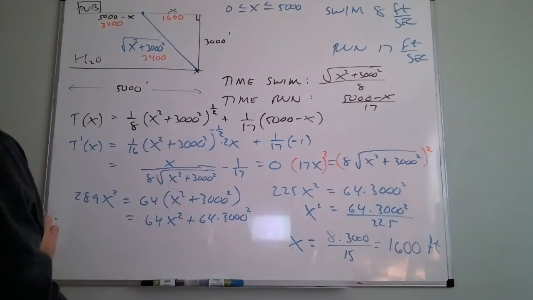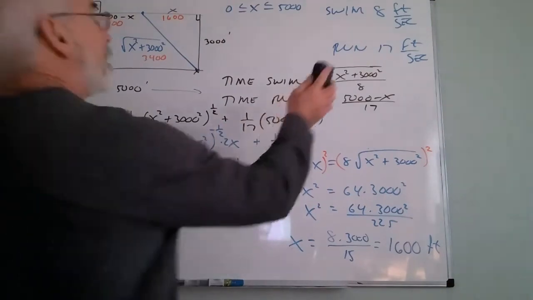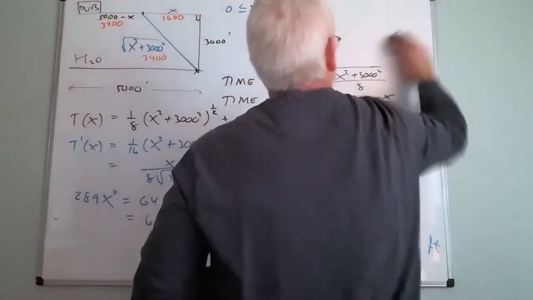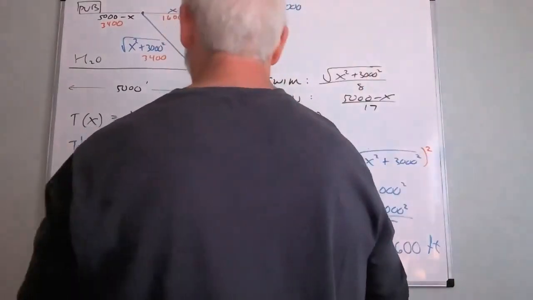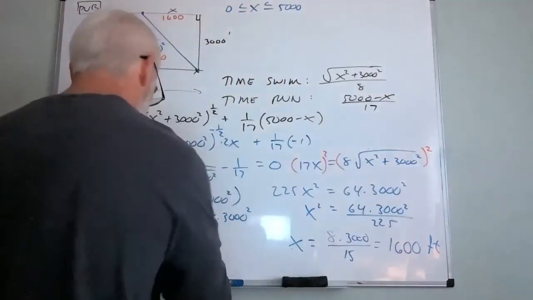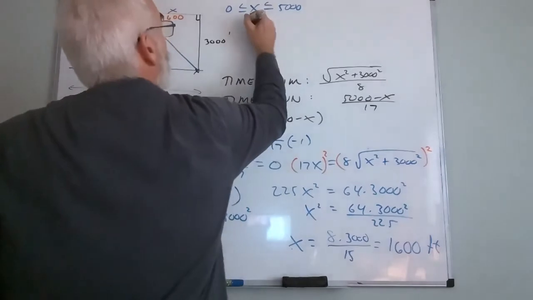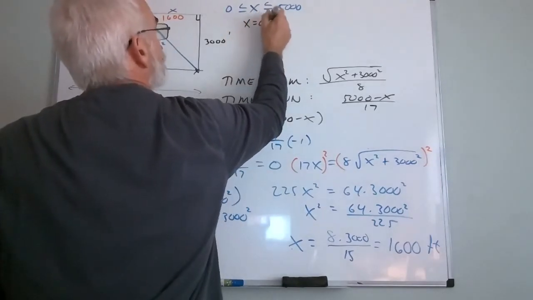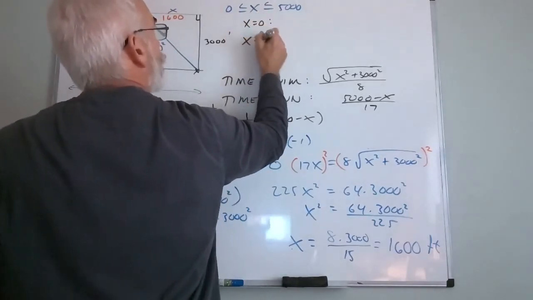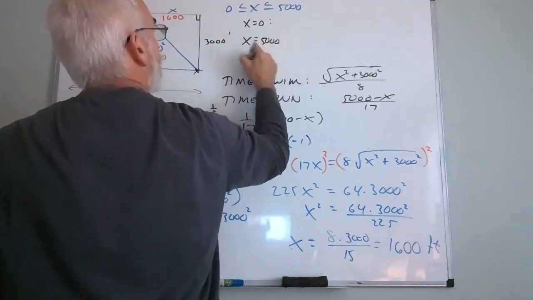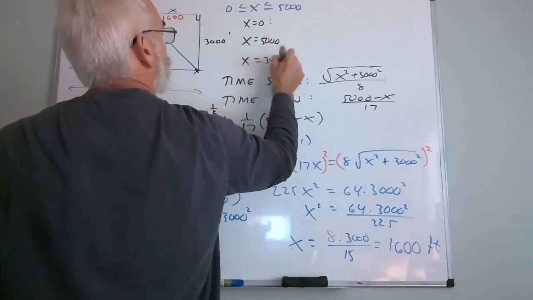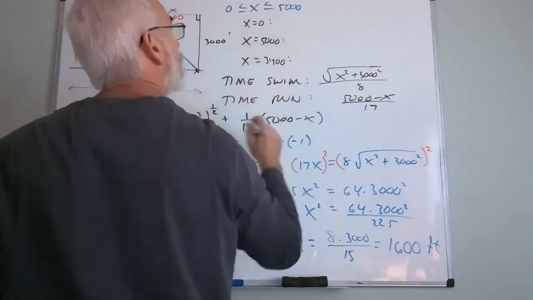Let's see, where can I erase? I'll erase here. Okay, since we already have everything right in front of us. So for x equals 0, we have x equals 5,000 and we have x equals 3,400. These are the values we're going to test.